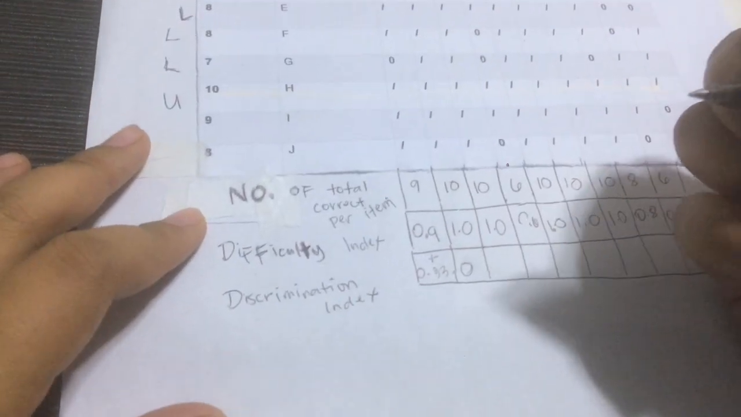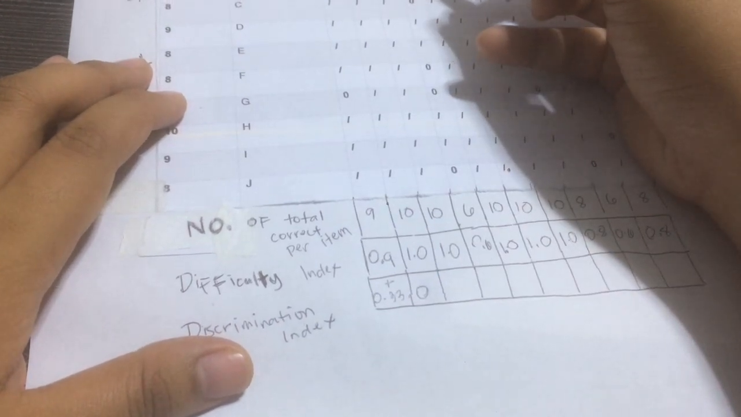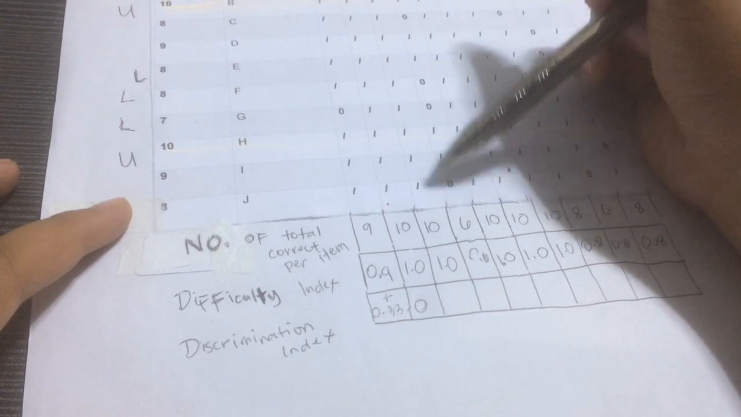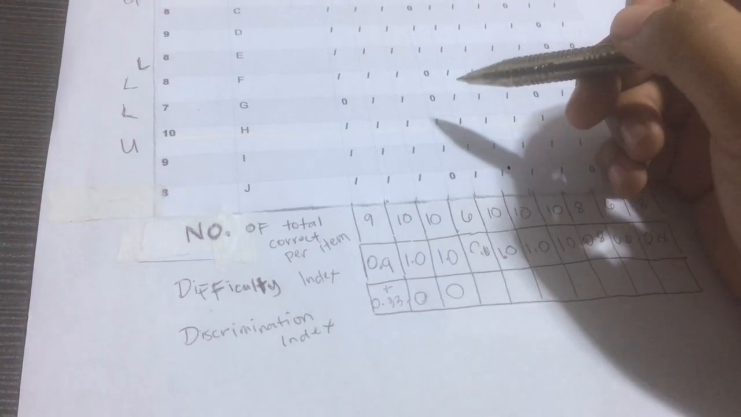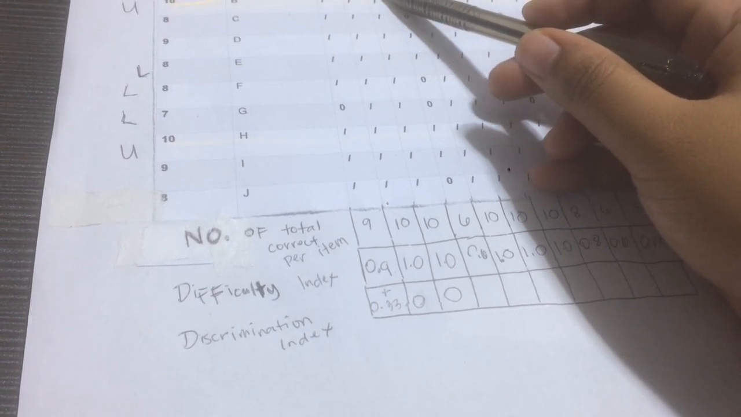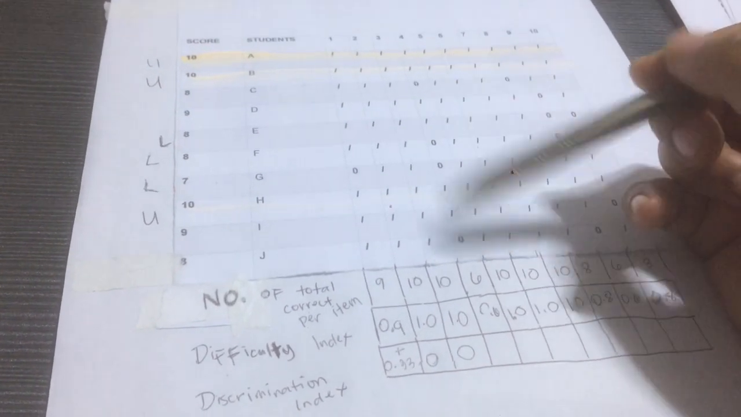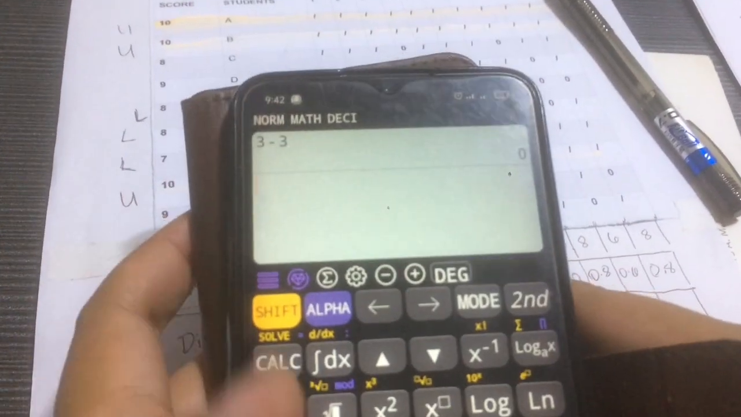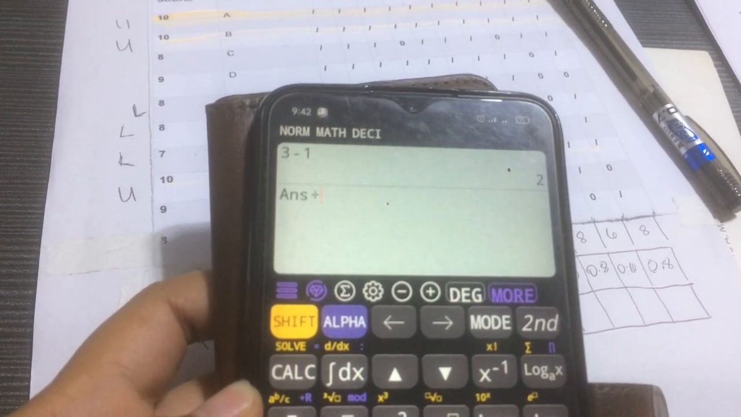If you still don't understand, I can do number 3. In item 3, the upper group and the lower group are both correct. So, 3 minus 3 divided by 3 is also 0. Then item number 4. Can you see? Item number 4, the upper group is correct, and only one in the lower group. So, let's calculate. 3 minus 1 is equal to 2, divided by 3.